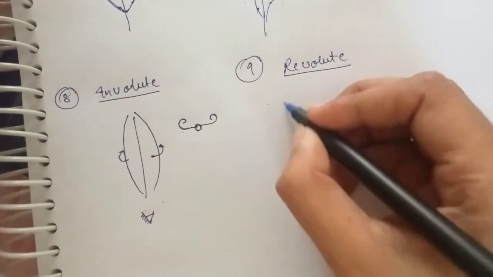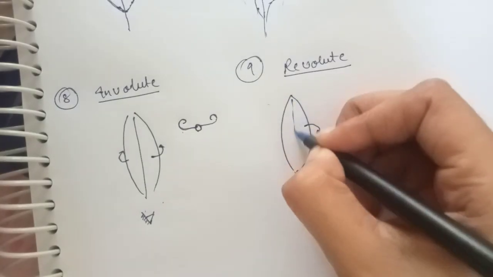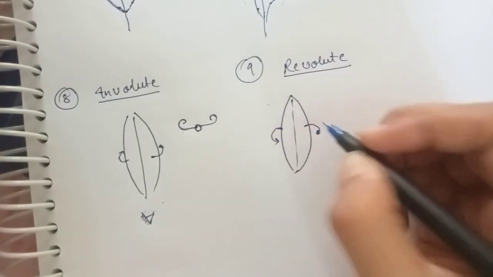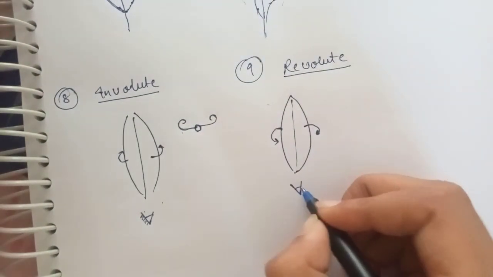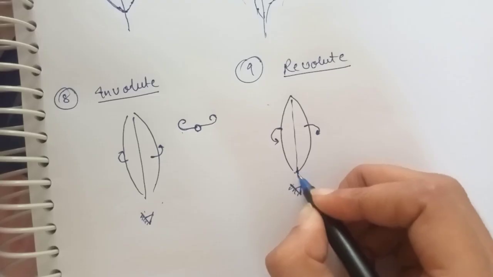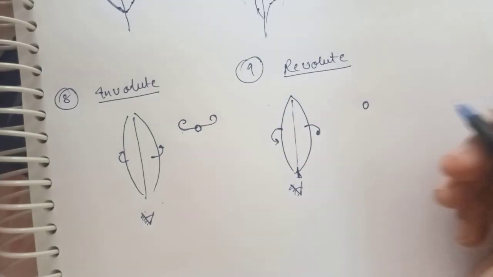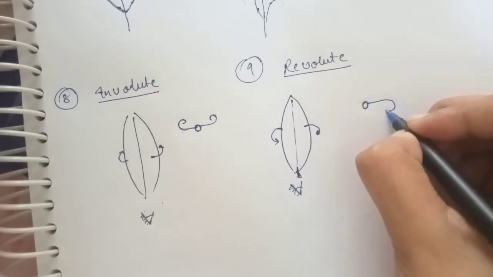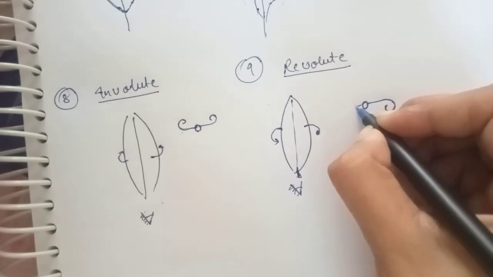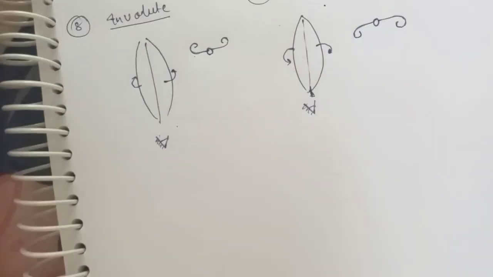Revolute is, if you look at a leaf, the margins are rolling downwards relative to the plane of the midrib. For example, if you look at this leaf from the base, from the petiole side, this will look like this is the midrib, the petiole, and the leaf margins are curling downwards. This is known as revolute margin. Okay.